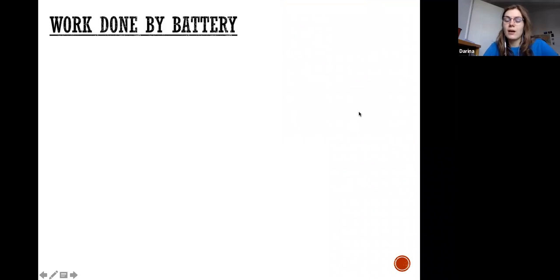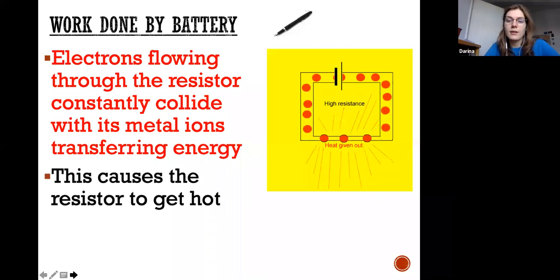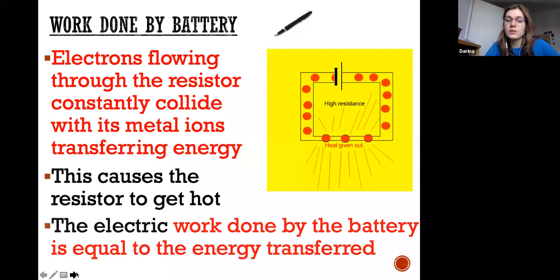Right. Now, let's go back to our first topic where we thought about the work that is done, or how a circuit works, how batteries work. And we essentially said that the battery is what pushes the electrons around the circuit, right? So electrons thrown through a resistor constantly collide with metal ions and transfer energy. So we have resistors which then use up that energy. So heat is given out as the energy transfers. So that means that the battery is doing work to push the electrons around, which get pushed through resistors, and that work turns into heat energy.